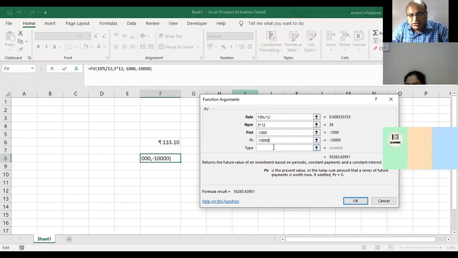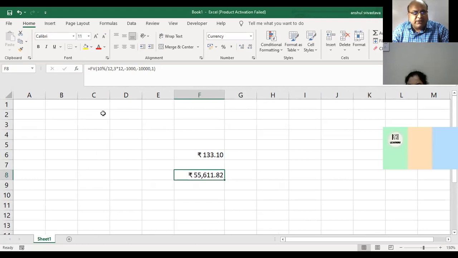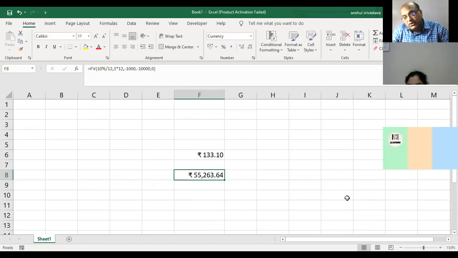And type in this case, if I put type as 1, I get the answer as 55,611. And if I put type as 0 in place of 1, I get the answer as 55,263 rupees. So what is the difference? The difference is of 1 month's interest. So I will suggest that when you are planning for any investment, if you are doing it immediately, take type 1. If you are leaving it for the end, take type 0. If you leave the type blank, by default, Excel will take type as 0.